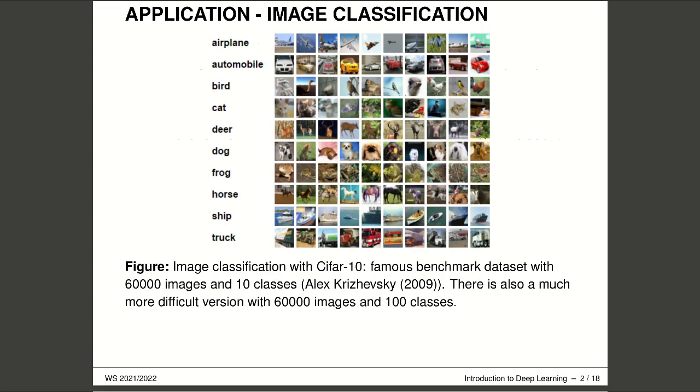There exist different datasets and benchmarks for image classification. One of them is CIFAR-10. CIFAR-10 is a public benchmark dataset which we use broadly, and it contains 60,000 images with 10 classes, created by Geoffrey Hinton's team in 2009. There is also a much more difficult version of these images with 100 classes, also created by Geoffrey Hinton.